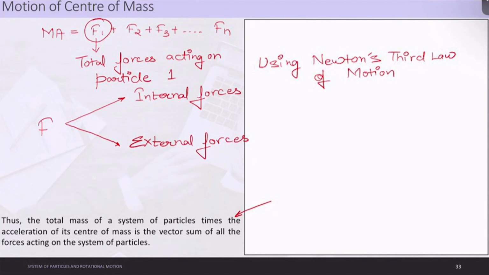So finally, what is the final conclusion? The final conclusion is simply that mass times acceleration is equal to F external, that is the summation of the external forces exerted on all these different particles. Okay. So that thing being said, let me stop the discussion here.